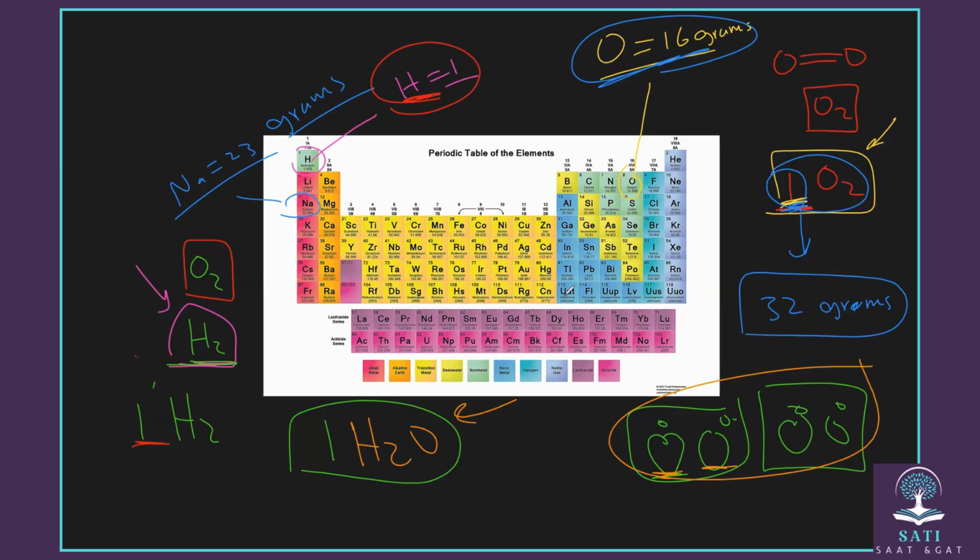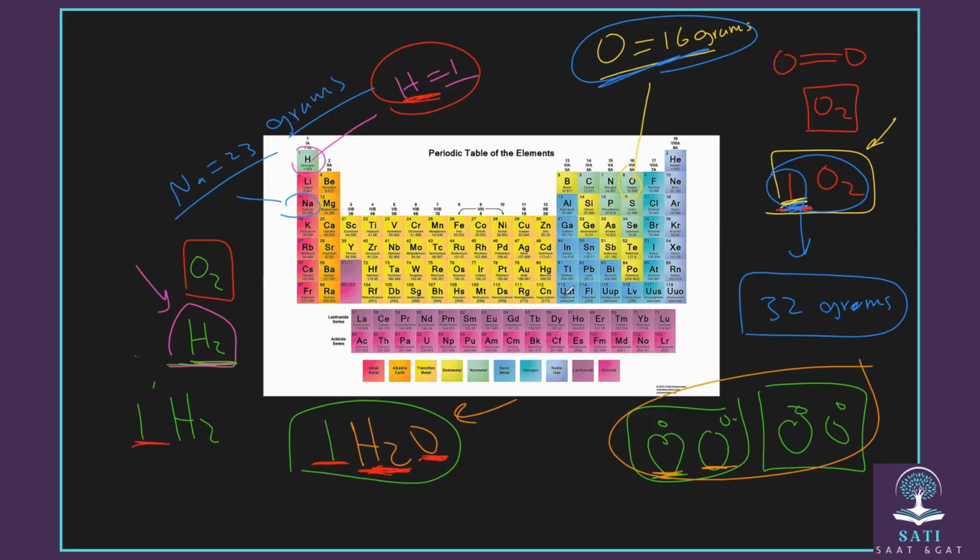So 1 mole of H2O represents 1 mole of each of its components. As you see, H2 means we have 2 atoms of hydrogen. They make 1 molecule of water with 1 atom of oxygen. So if this is 1 mole, we need 1 mole of oxygen and 2 moles of hydrogen atoms. 2 moles of hydrogen atoms means 1 mole of hydrogen molecules.